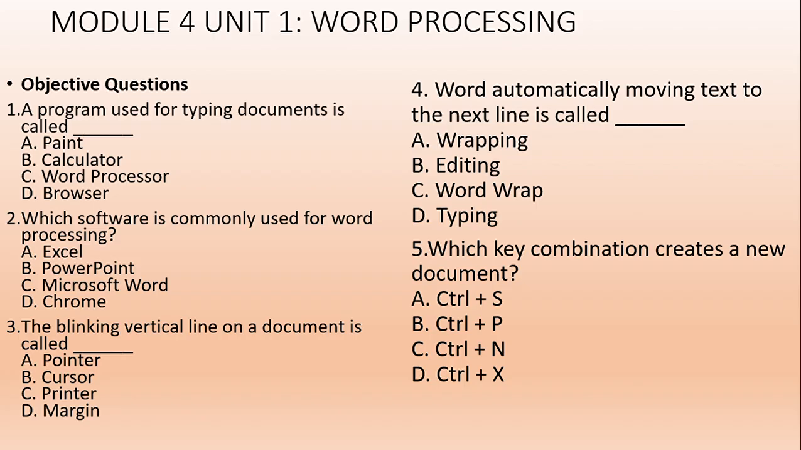So which key combination creates a new document? Which key combination can we use to create a new document? Control N. Yeah, we make use of Control N. Control N is used to create a new document. Control S is used to save a document. Control P is used to print a document. Control X is used to cut a sentence. Maybe there's a sentence I want to remove totally. When you highlight it and click on Control X, it will cut it off.